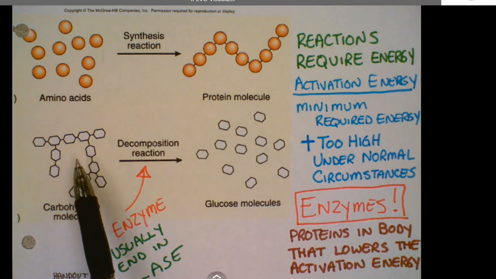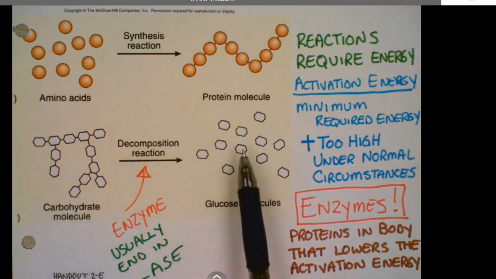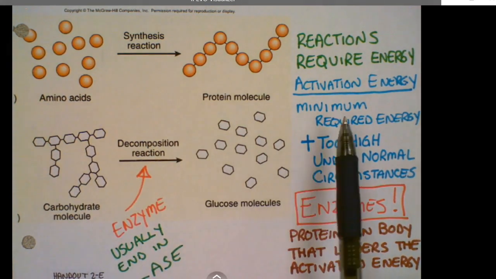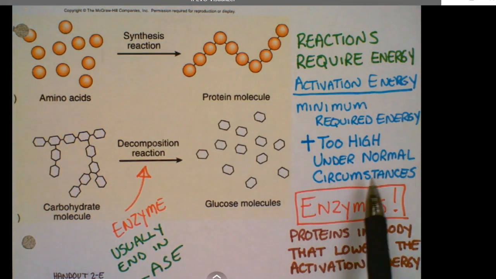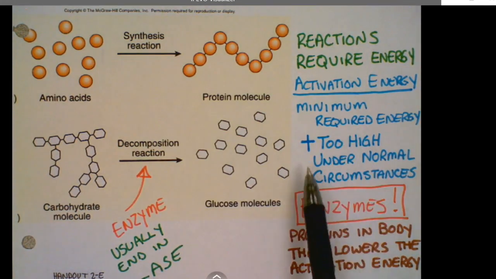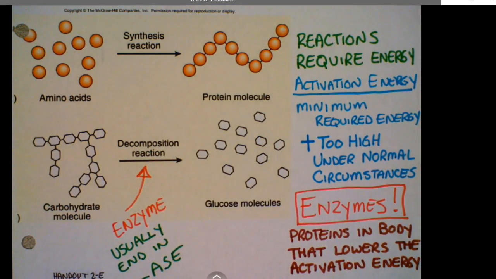The activation energy is going to be the minimum required energy to cause a chemical reaction. So in order for me to take this carbohydrate and break it into separate glucoses, I'm going to need a certain amount of energy added to that molecule. Now, under normal circumstances, the temperatures that we would need to do this are going to be way too high for our body. We're talking hundreds and hundreds of degrees, but our body operates at 98.6 degrees. And the way our body can cause these chemical reactions is due to a protein or a set of proteins called enzymes.